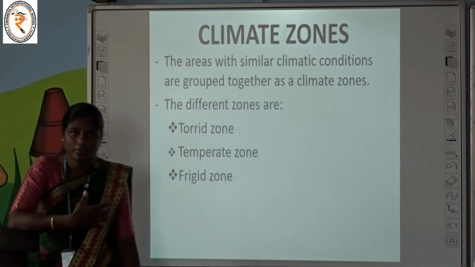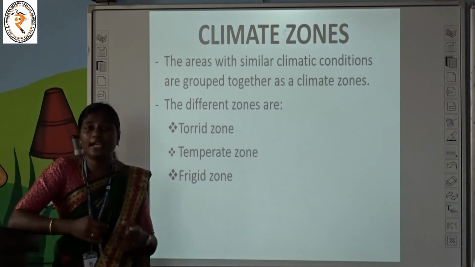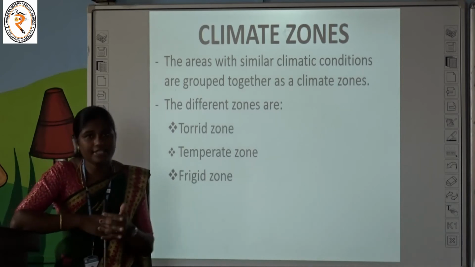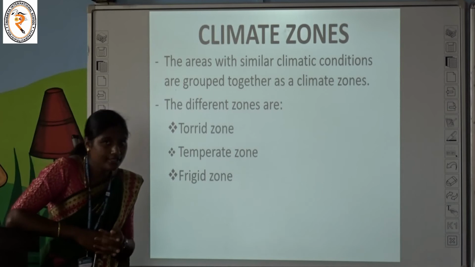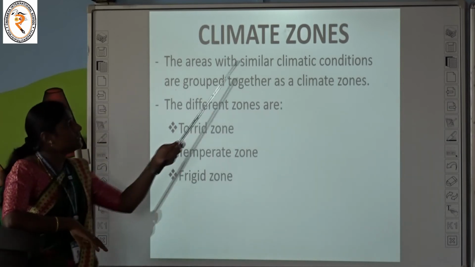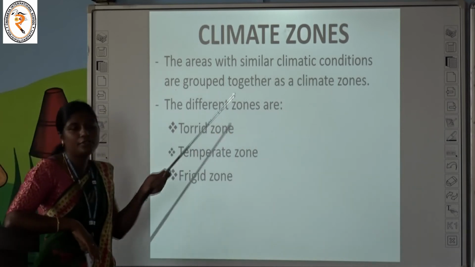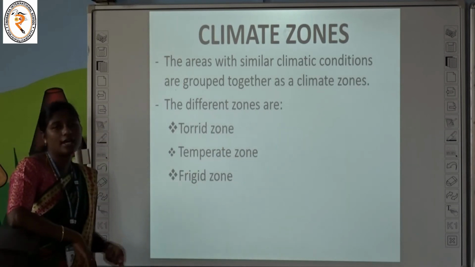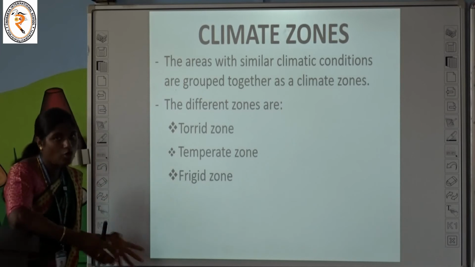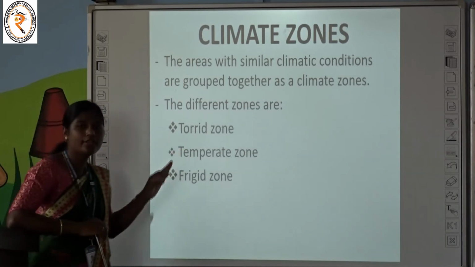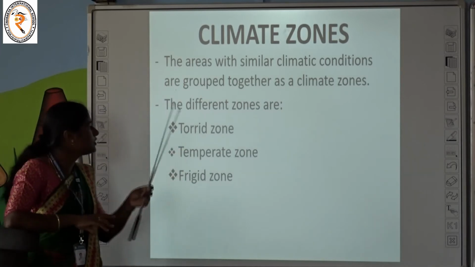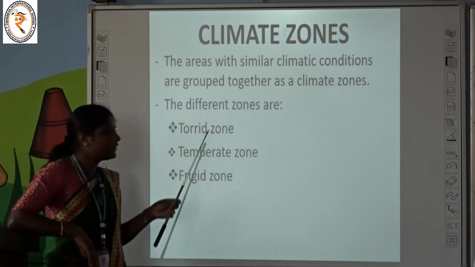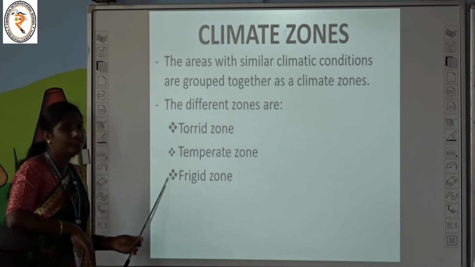What is climate zones? The zones means the areas, many areas which experience the same season, same climate is called as zone. And the areas with similar climatic conditions are grouped together as climate zones. And the different zones are, so when comparing to the whole earth, there are 3 zones. So what are the 3 zones? Torrid zone, temperate zone and frigid zone.